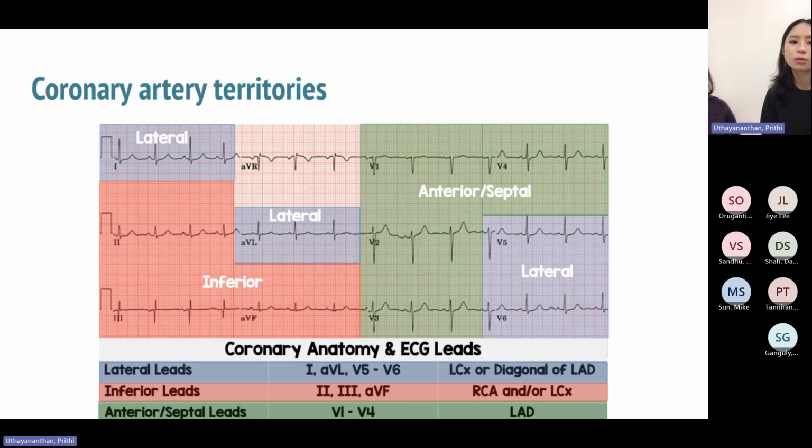Then just quickly, depending on where the ST elevation is on the ECG, we can localize where the STEMI is. You can see from the diagram, but if it's in leads 1, AVL, V5 and V6, then it's a lateral one, and that is the left circumflex artery. In the inferior leads, that would show a block in the right coronary artery, and if it's anterior septal, then there's probably a block in the left anterior descending artery.